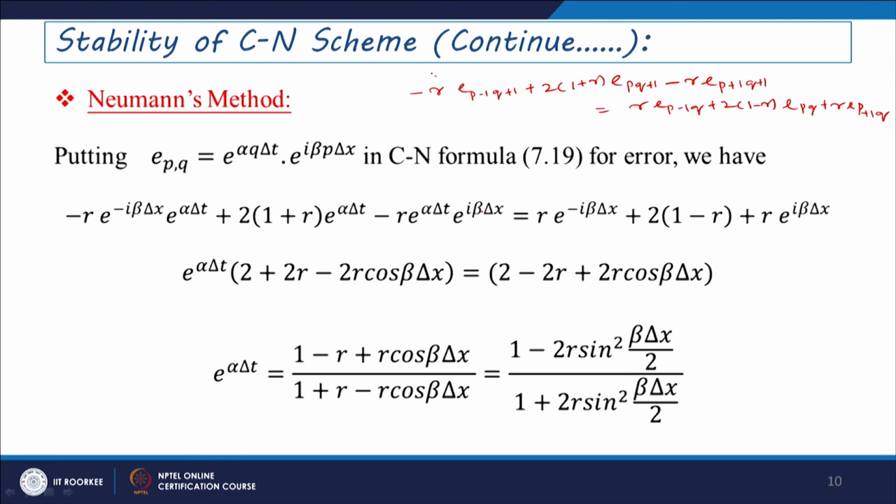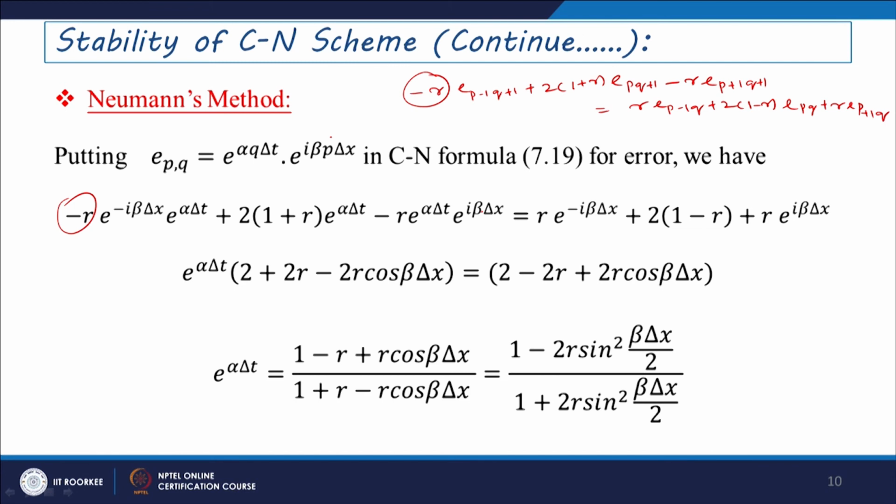And if you put all these coefficient terms here, since minus r is present there, it can be written as minus r, and e of p minus 1 q plus 1. So directly if you put these values here, it can be written in the form of e to the power. Some manipulation we have done in the last lecture, and finally we have obtained e to the power minus I beta delta x e to the power alpha delta.